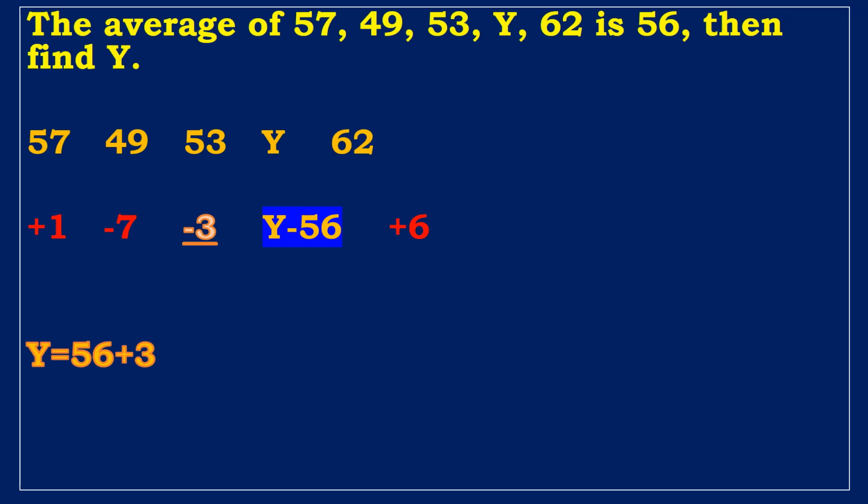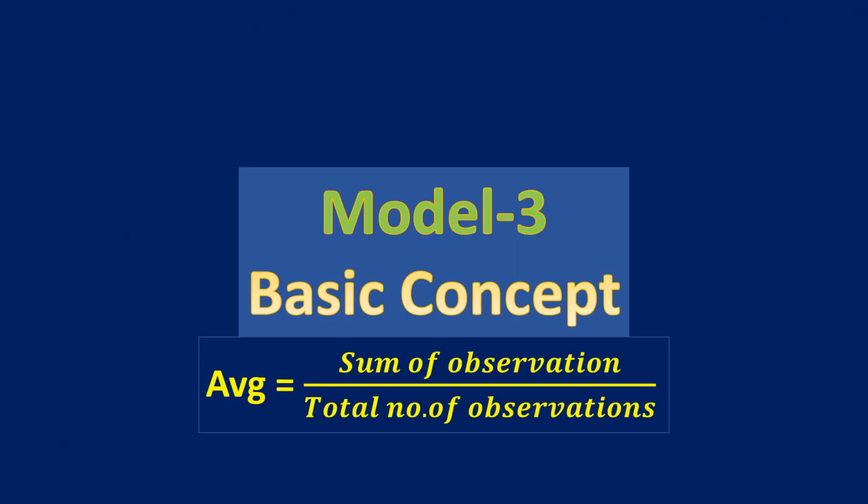Then, the equation becomes y equals 56 plus 3, which is 59. The third model for solving average problems is to use the basic average formula.